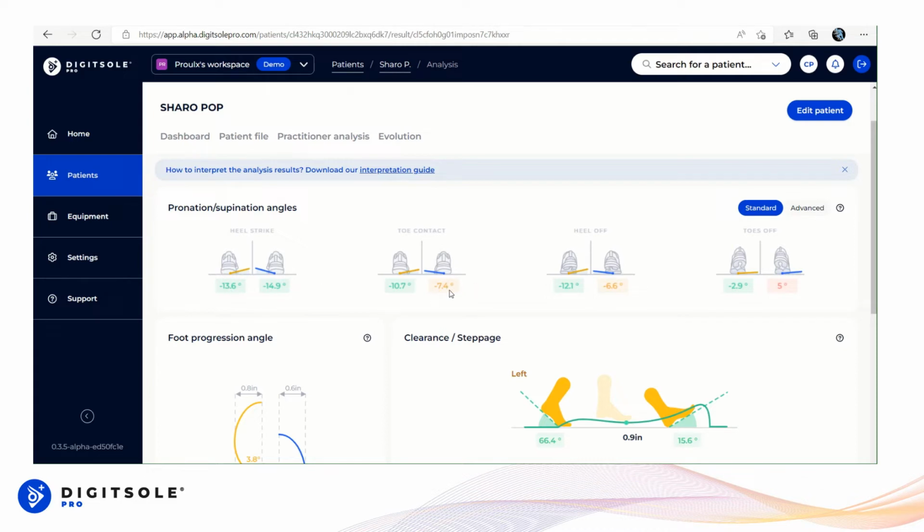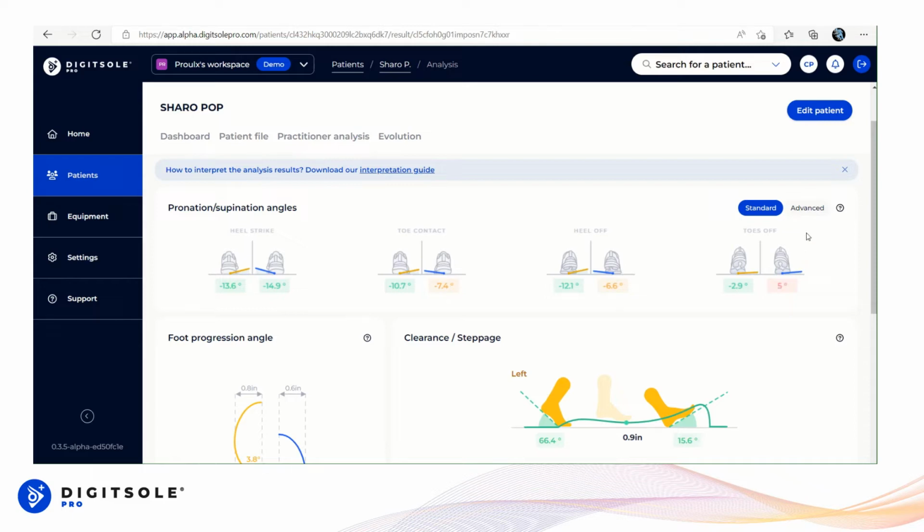Over here we've got that gold color, which is at the end of the spectrum within the normal, either high or low. Then if we go all the way across to the right, we see that we've got 5 degrees, so now it's a positive angle. That means that in red, it's outside of what's considered to be the normative data.